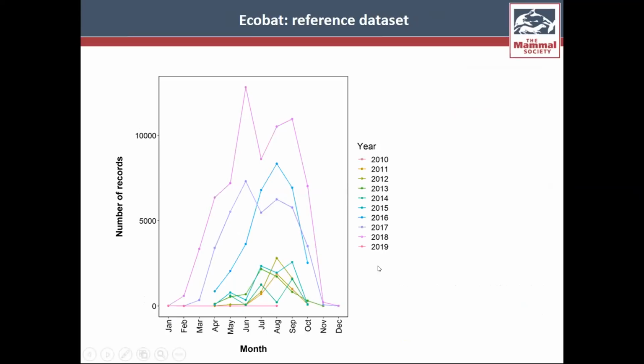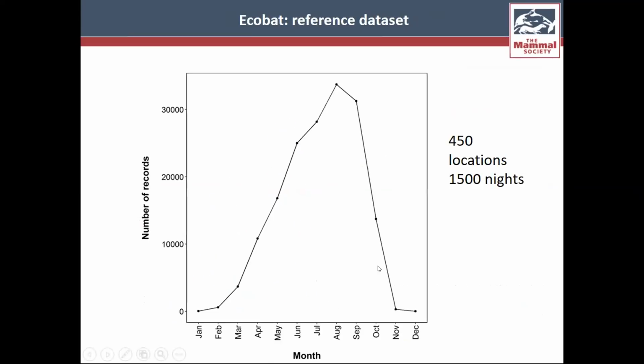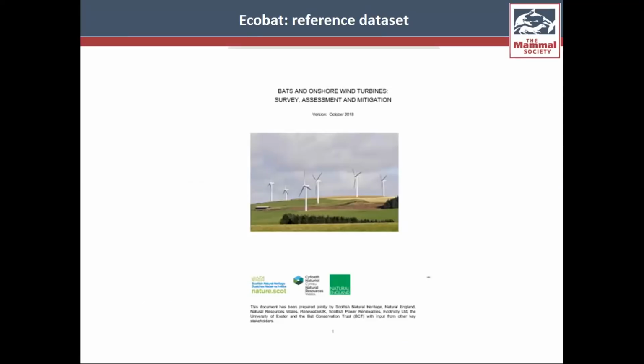These are just the different years of data. When we last looked at this was a couple of months ago, we had data from 450 locations over 1,500 nights, but that's going up all the time. And we're particularly pleased that the new Bats and Onshore Wind Turbines guidance points to ECOBAT and is encouraging people to use it, because basically the more people who put in data, then the more robust the comparisons can be.